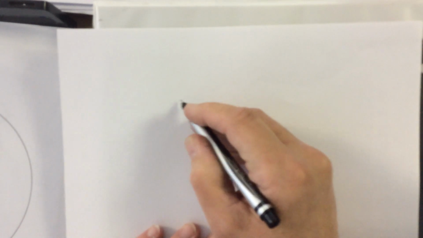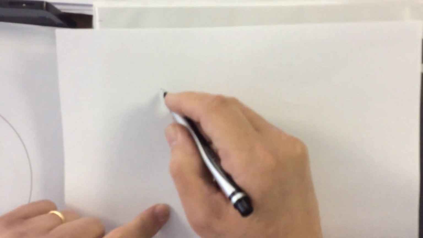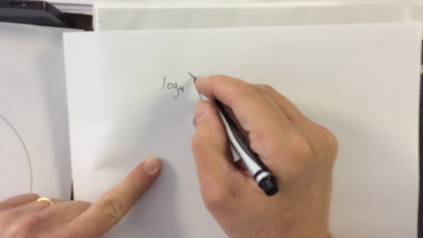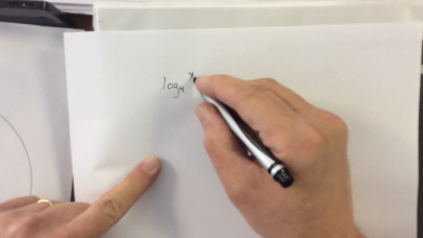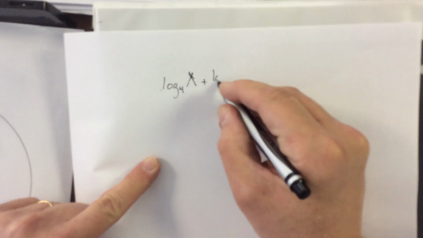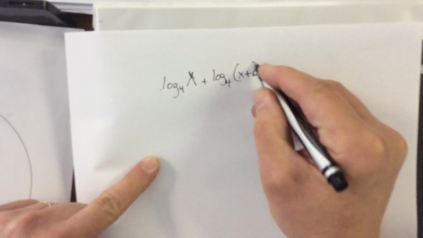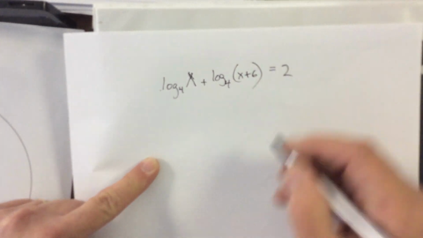These are the log equations that were on the quiz, and I want to go over them with you quickly to make sure that everybody knows how to do them. Log base 4 of x plus log base 4 of x plus 6 is equal to 2.